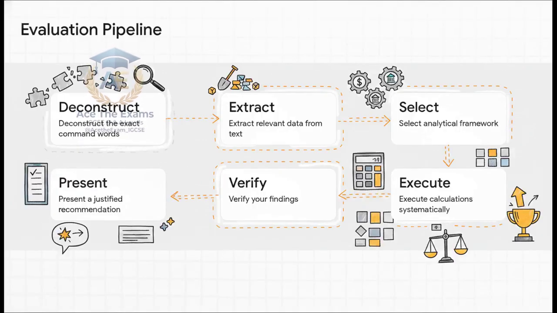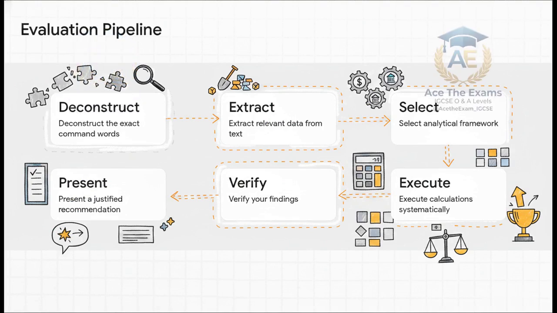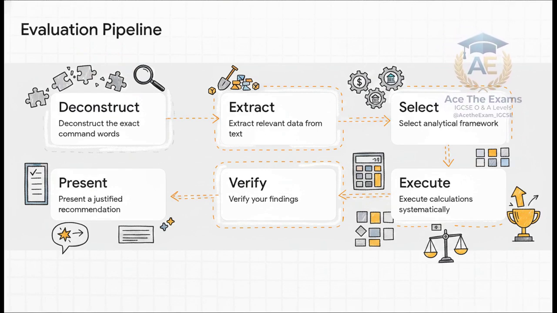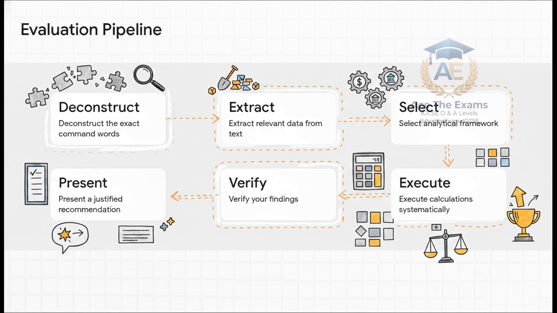To consistently reach that evaluative tier when you're problem-solving under immense time pressure, you need to employ this complete 6-step deconstruct, solve, evaluate pipeline. Step 1. Deconstruct the question and physically underline the exact command words. Step 2. Extract the relevant data from the stimulus text. Step 3. Select your analytical framework. Are we looking at liquidity, profitability, or legal structure? Step 4. Execute the calculations systematically. Step 5, verify your findings. And Step 6, present your justified recommendation.